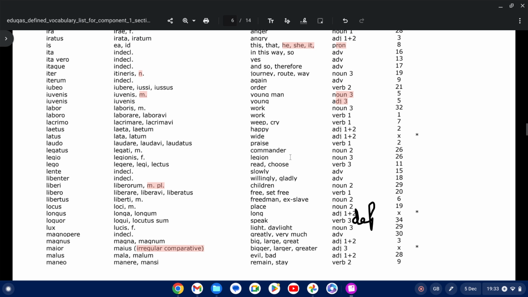hence greatly or very much. Then you get magnus, magna, magnum, meaning big, large or great. You should know this already. But the English word magnify, for example, comes from this. When you magnify something, you make it big.